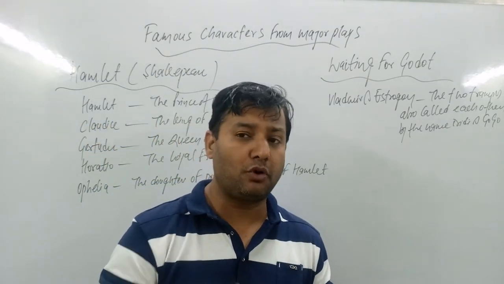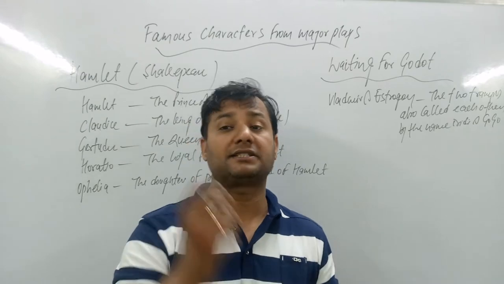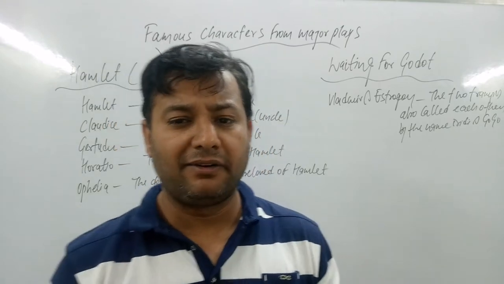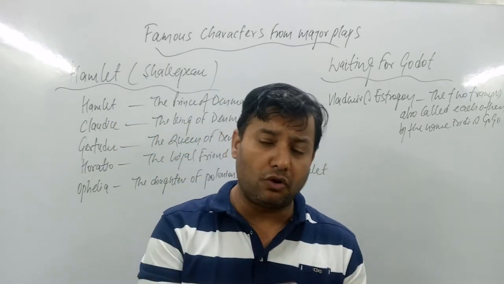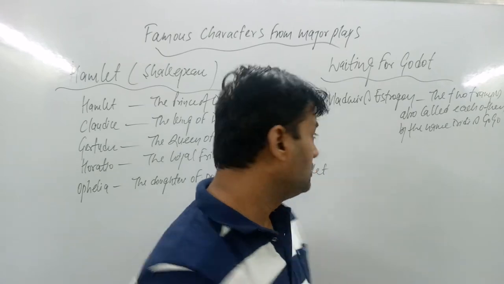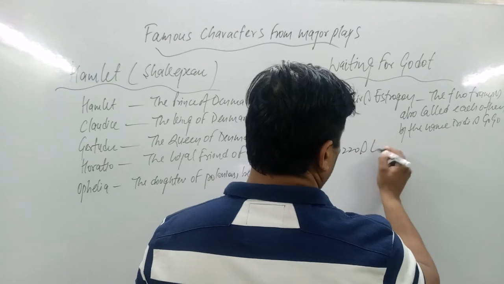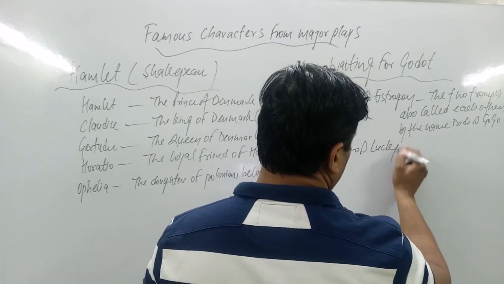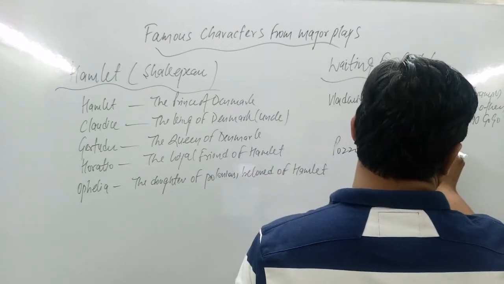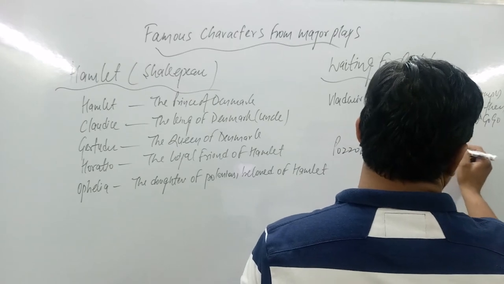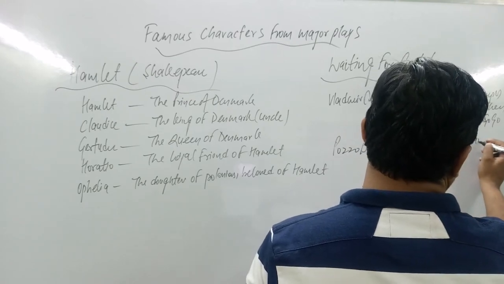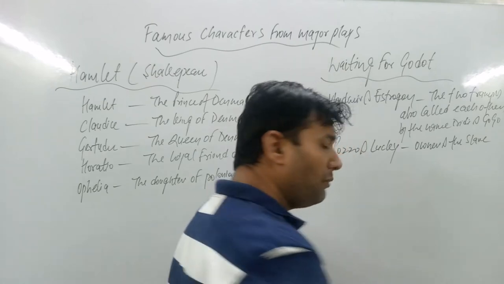Then there are two more characters throughout the play, Lucky and Pozzo. You must have heard about these two. Pozzo was the master and Lucky was the slave. So the next pair is Pozzo and Lucky, the master and the slave.